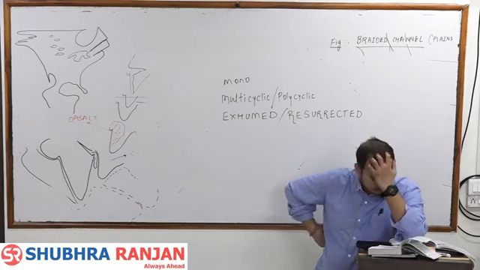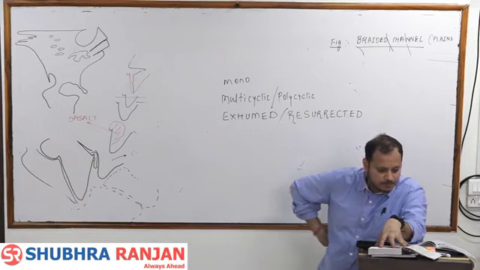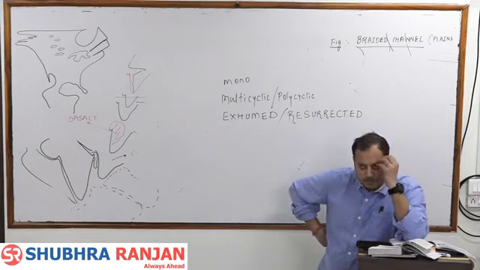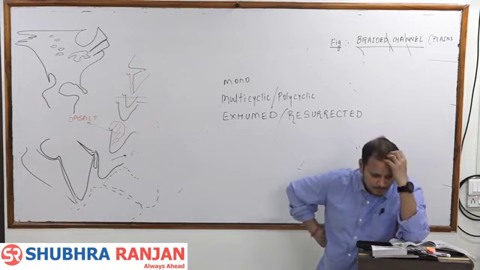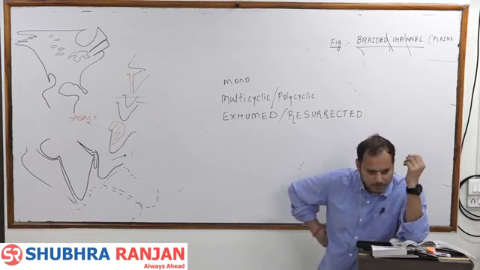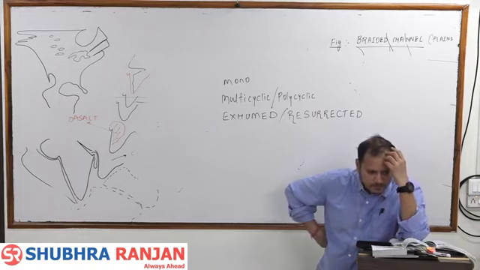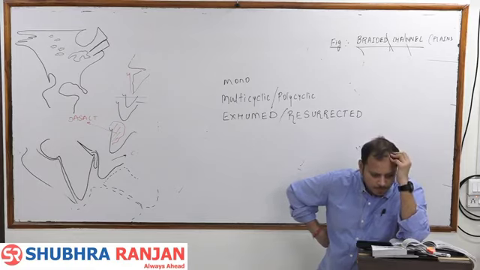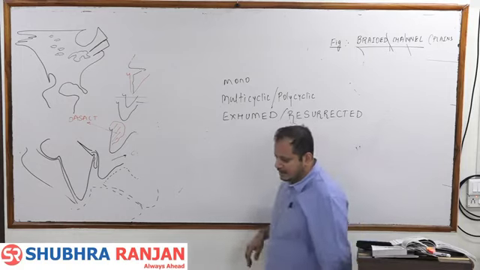Monocyclic landforms are those which are produced during a single cycle of erosion.